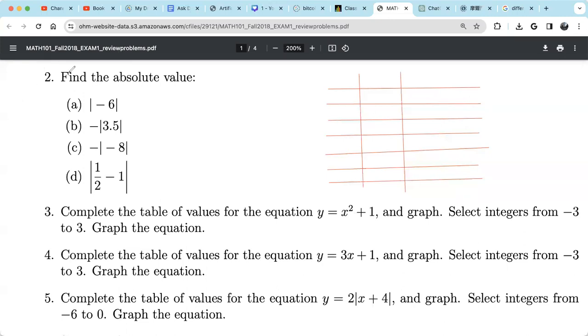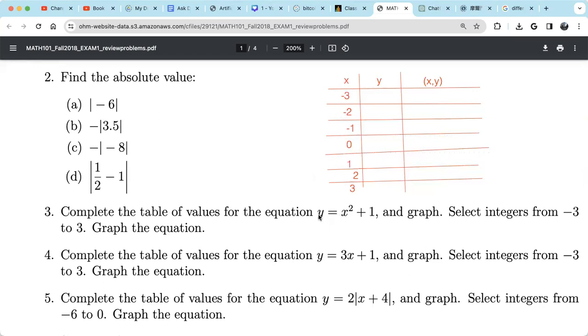So on this column, I'm going to write x value, this column y value, and lastly the point, x comma y. Because we need a graph with points, right? So we pick from -3 to 3: -3, -2, -1, 0, 1, 2, 3. Right, pick those values.